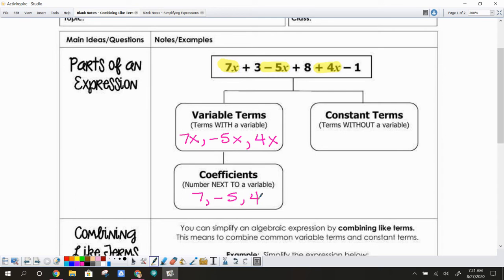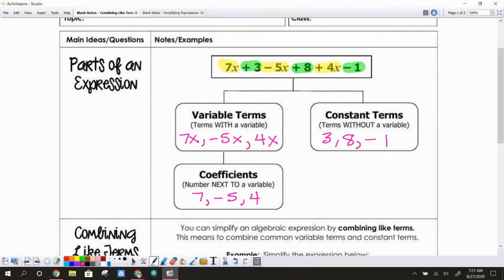Okay, so then there's also terms without variables, and those are called constant terms. Those ones are just the regular numbers. They do not have anything attached to them. And again, you want to make sure you're including that sign in front of that number when you're identifying your constant terms. So our constant terms here are a positive 3, a positive 8, and a negative 1.